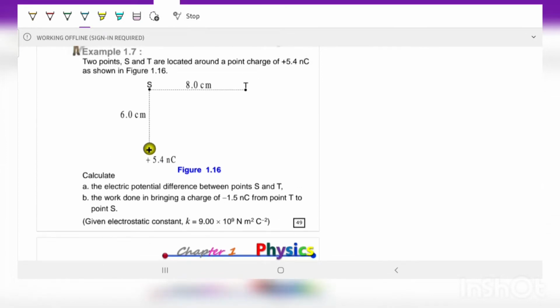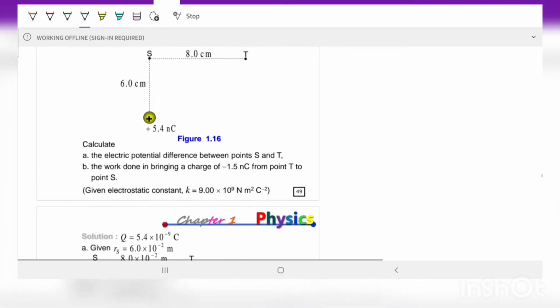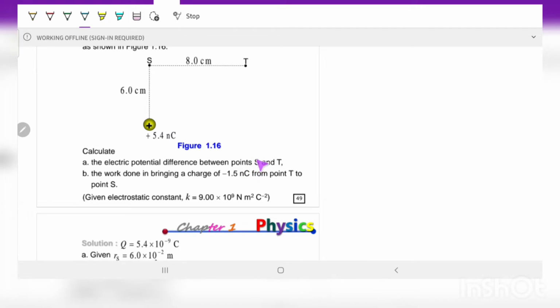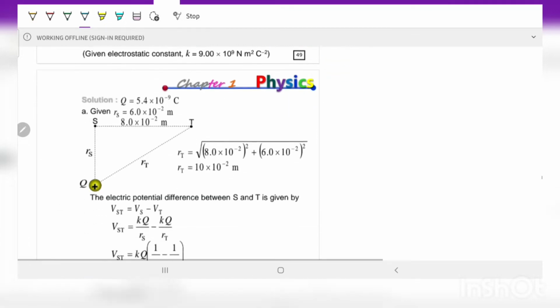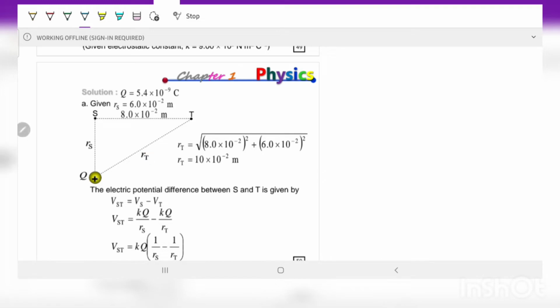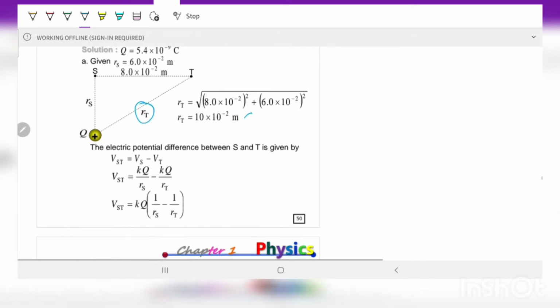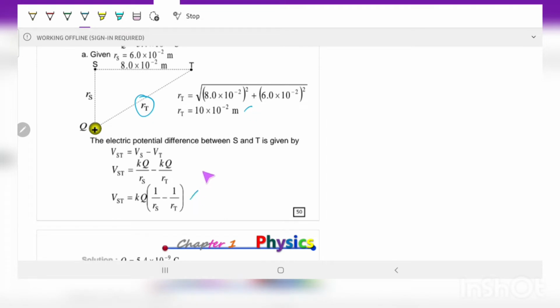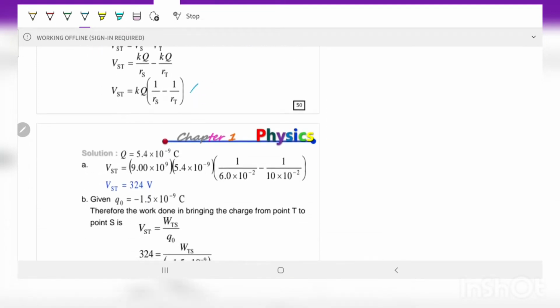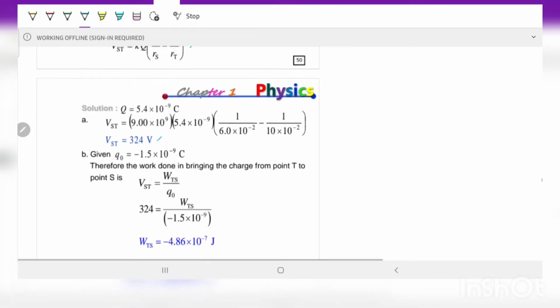The 2 points S and T are located around a point charge 5.4 nano. So dekat sini dia nak cari potential difference between S and T ni. Cikgu touch sikit dia punya example. Potential difference between S and T, so dia nak di delta VST. So you have to find VS dahulu, and then you have to find VT, kemudian baru subtract diorang. Okay, so sini S and T, tapi awak tidak diberi nilai T, so awak kena cari RT dahulu, berapa nilai dia. So sini dia dah rangkumkan sekali semua, kemudian dapatlah 324 volt.